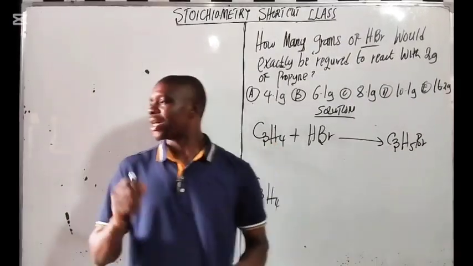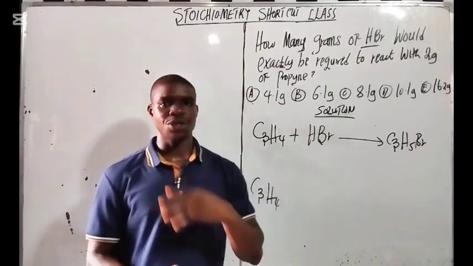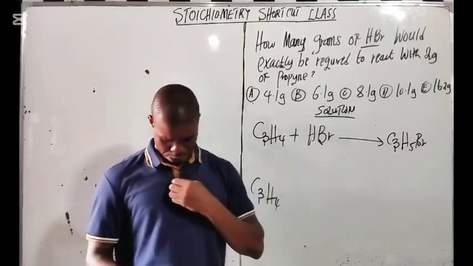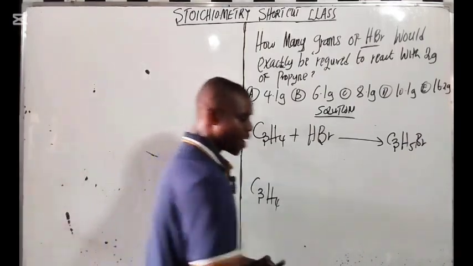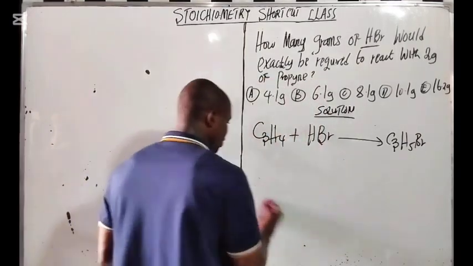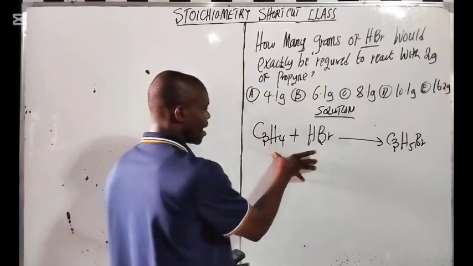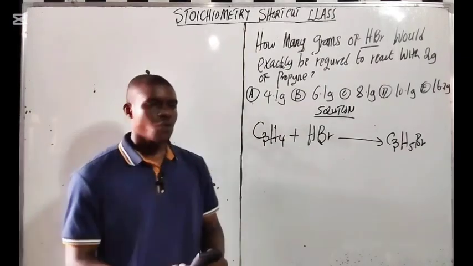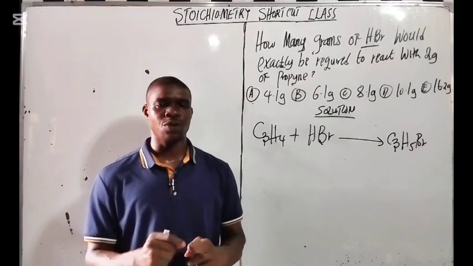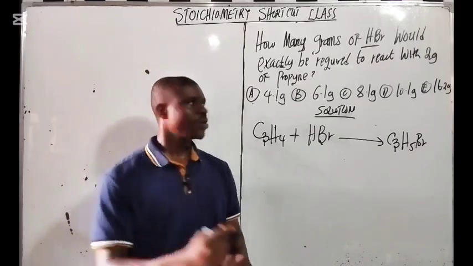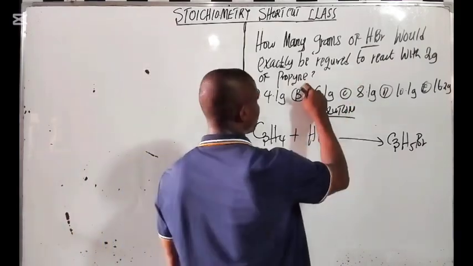If you look at it very well, the equation is balanced. This is a well-balanced chemical equation. So for every stoichiometry calculation, you must write this out. It's very important. Once you've got your well-balanced chemical equation, the next thing you want to do is look at what you are being given. If you look at it very well, the mass of propane was given to us.